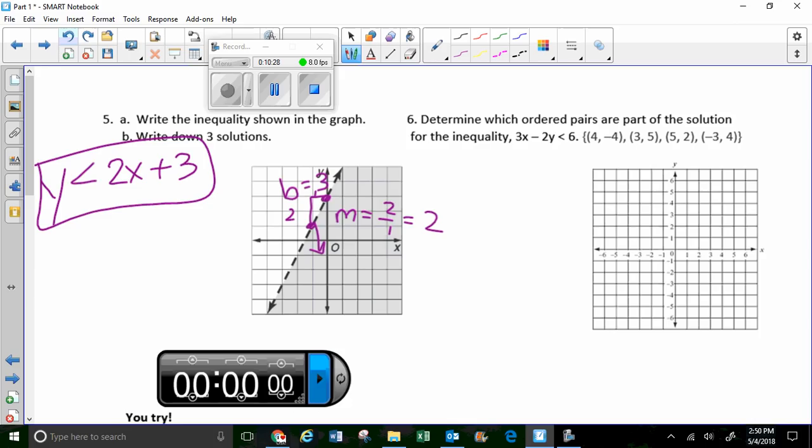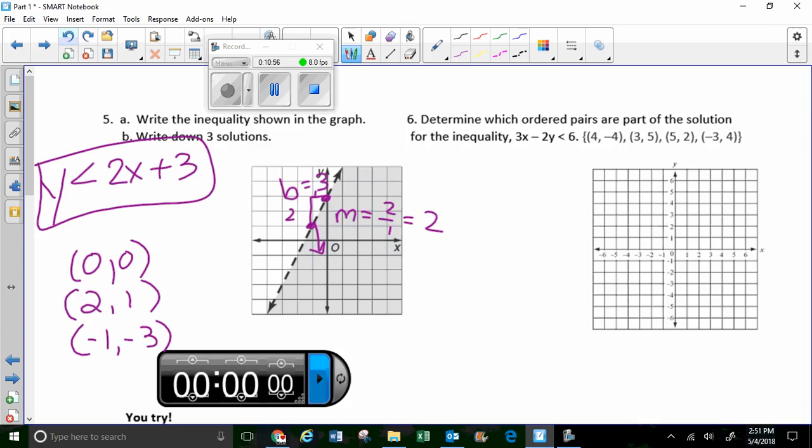3 solutions, anything inside the shaded region, definitely not on the line though. So we could do 0, 0, we could do 2, 1, or we could do, I don't know, what's another solution? -1, -3. Awesome.